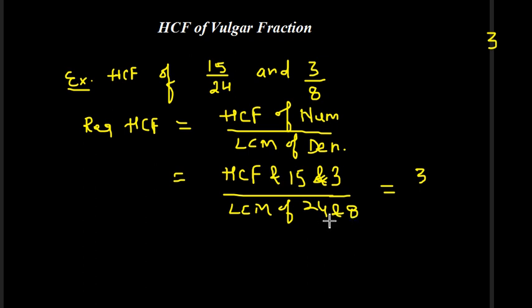Similarly, for LCM of 24 and 8, we always see the greatest number because LCM cannot be lesser than the greatest number. Here 24 is the greatest number, so LCM will be either 24 or the next multiple of 24. Now here if you see, 24 is a multiple of 8 also. So because of that, LCM has come 24. So ultimately by reducing, we got that 1 by 8 is the HCF of 15 by 24 and 3 by 8. This way we have found the HCF of vulgar fractions.